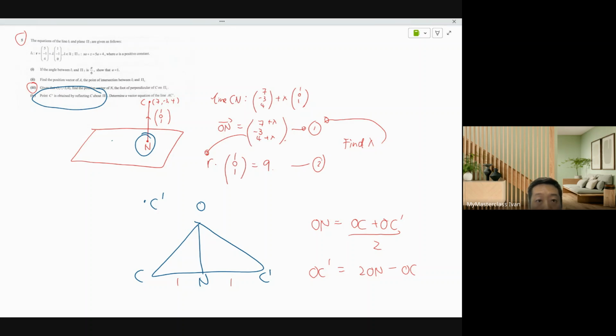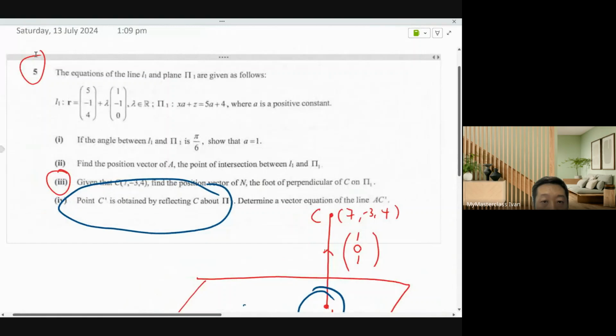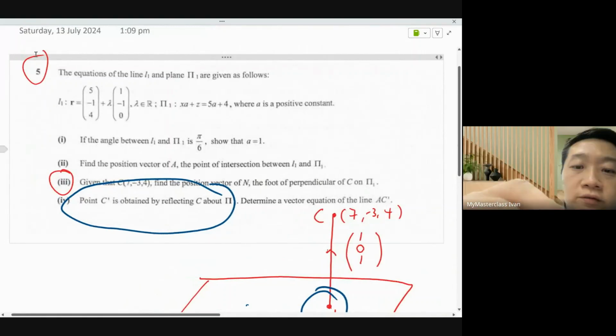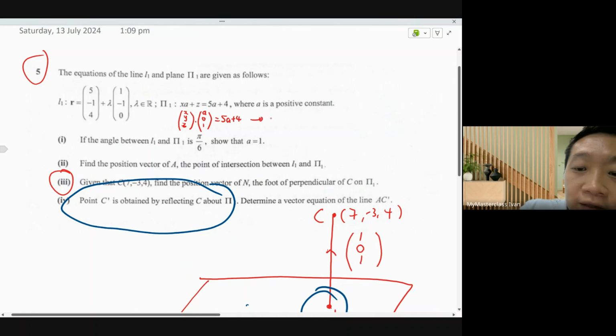Equation of the plane. Or which one? x, y, z dot a, 0, 1 equals 5a plus 4. Okay, so this means that r dot a, 0, 1 equals 5a plus 4. This means that this is the normal, right now.